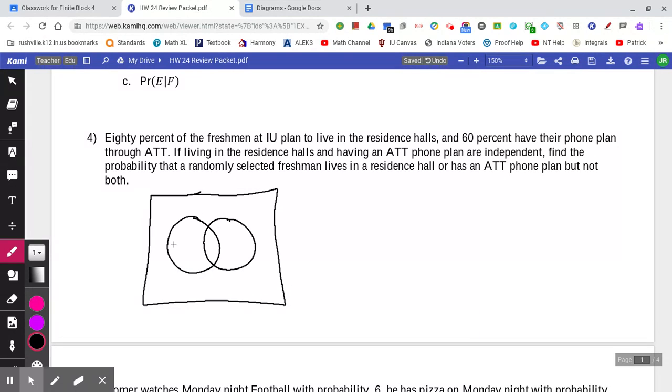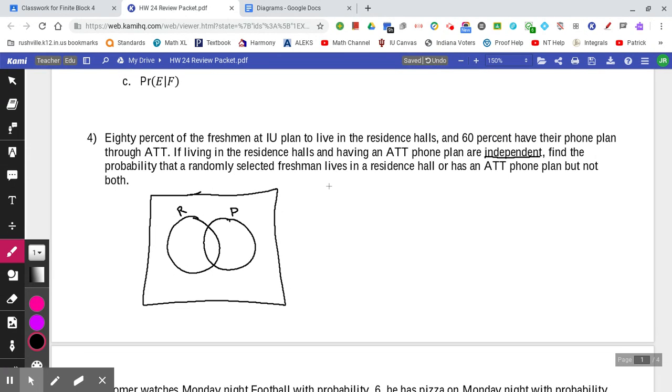What we have here is one of the events that represents living in the residence hall, and the other event that deals with their phone plan. And then all of it represents the freshmen that are at IU. One of the key words right here is that they are independent. Okay, so there's a formula for independence.